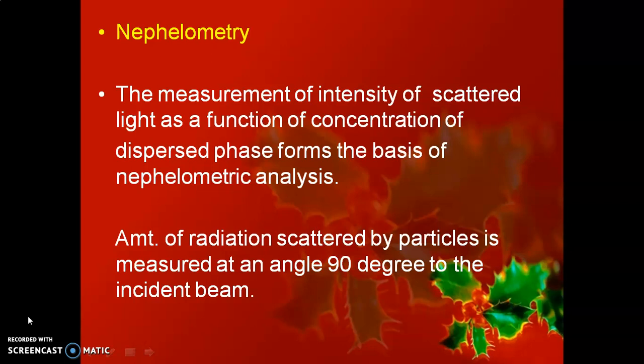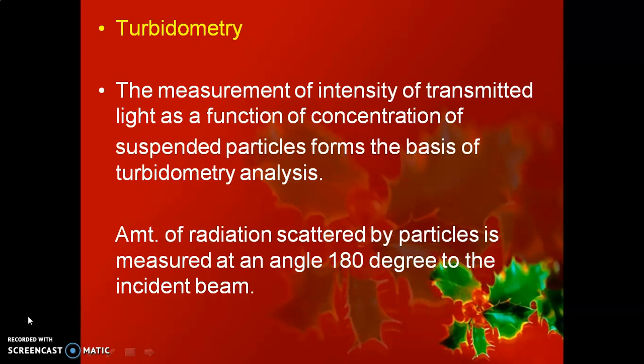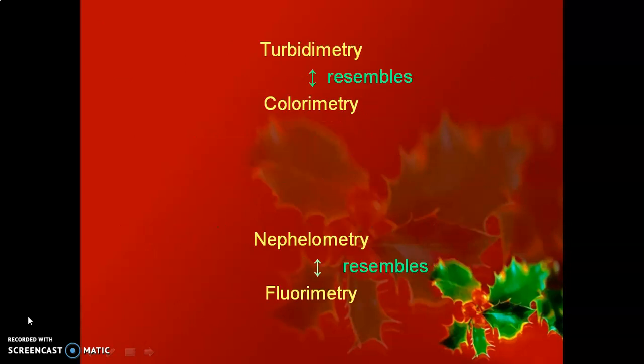of nephelometric analysis. The amount of radiation scattered by particles is measured at an angle of 90 degrees to that of the incident beam. In turbidimetry, the measurement of intensity of transmitted light as a function of concentration of suspended particles forms the basis of turbidimetric analysis. The amount of radiation is measured at 180 degrees to the incident beam.